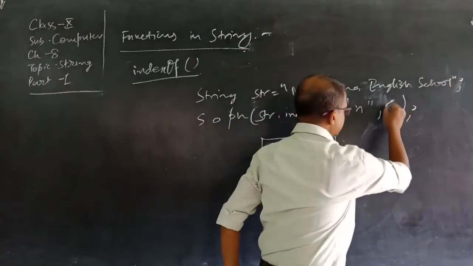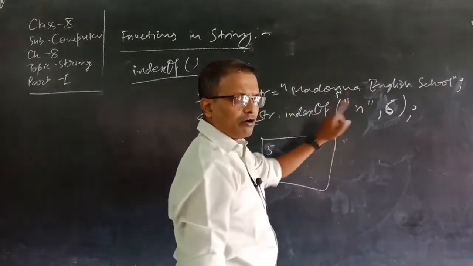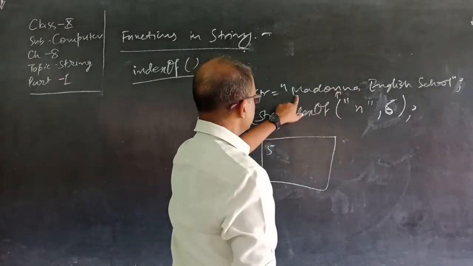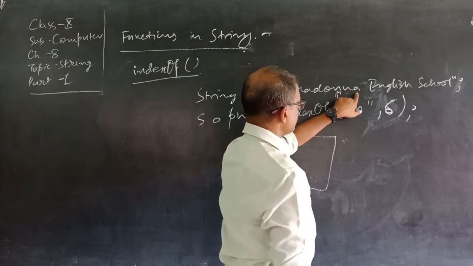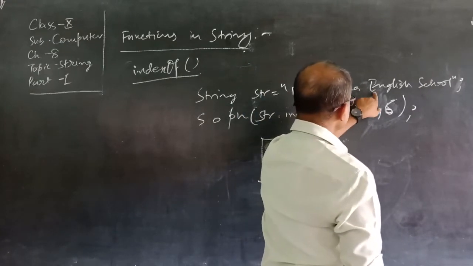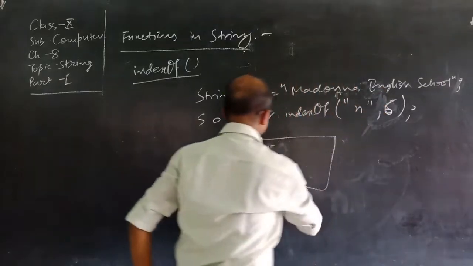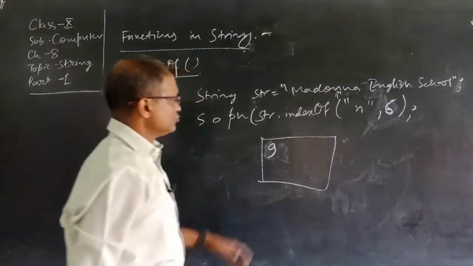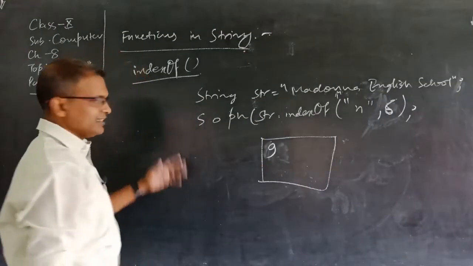Suppose here we give 6. If you give 6, then on and after 6 it will search for n: 0, 1, 2, 3, 4, 5, 6. At position 6 n is not present, 7 not present, 8 not present, 9, at the 9th position n is present, so it will return 9. So in this way the indexOf function works. Okay, now let us see the next function.